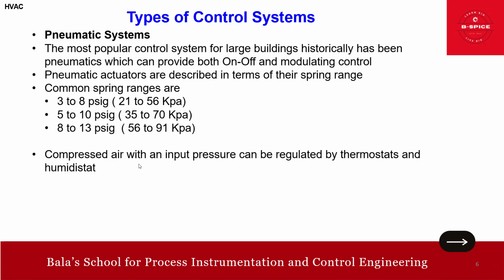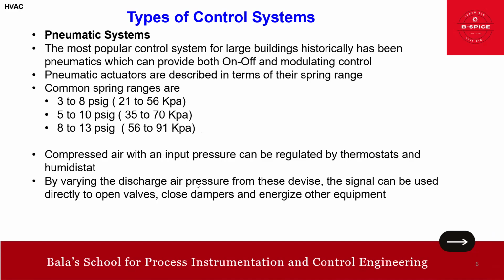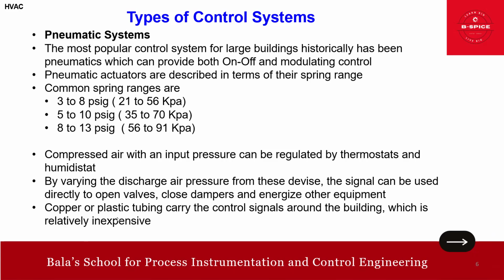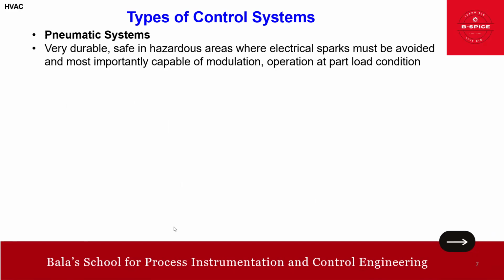Compressed air with an input pressure can be regulated by a thermostat and humidistat. By varying the discharge pressure from this device, the signal can be used directly to open valves, close dampers, and energize other equipment. We are talking about the pneumatic, right? Copper or plastic tube carries the control signal around the building, which is relatively inexpensive. Pneumatic systems are very durable, safe in hazardous areas where electrical sparks must be avoided. And most importantly, capable of modulating operation at part load condition, whereas electrical is not.